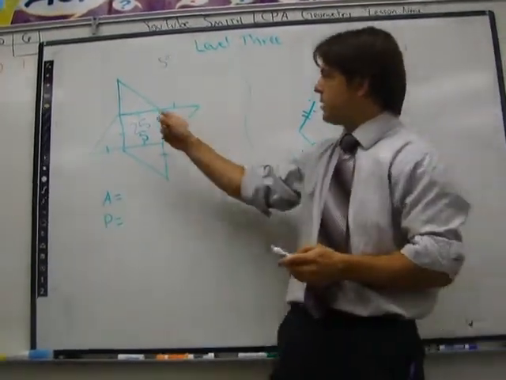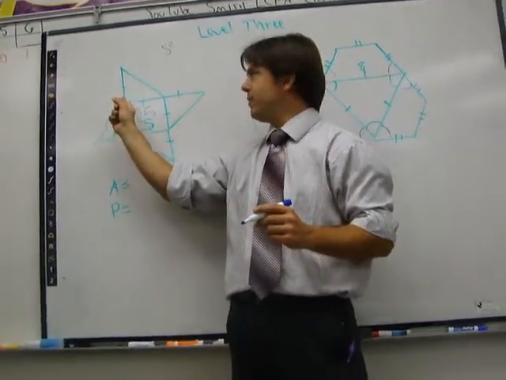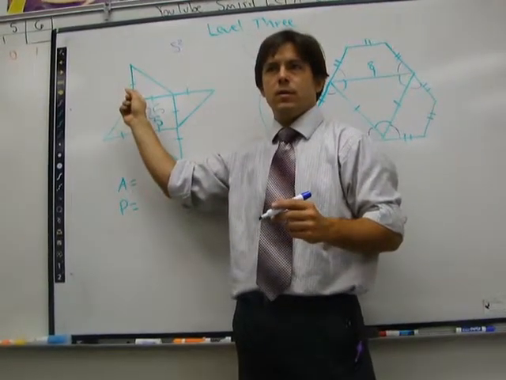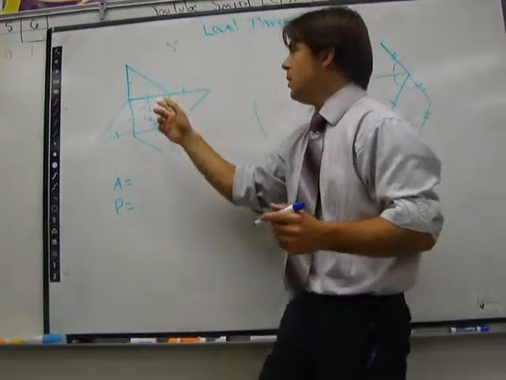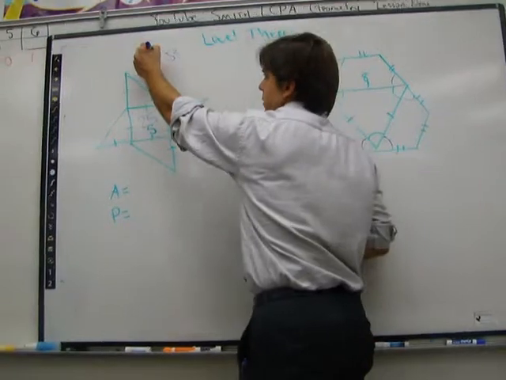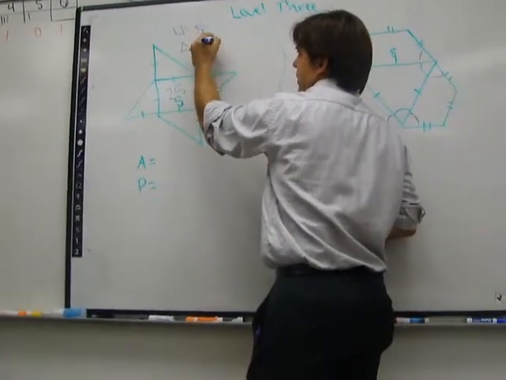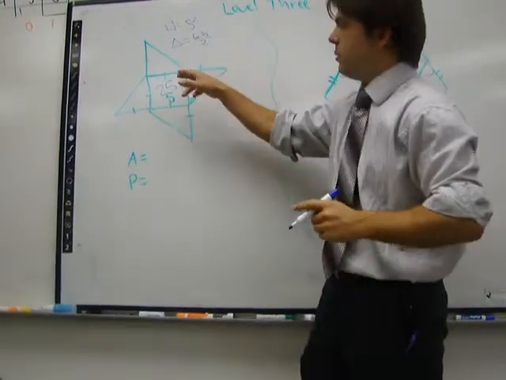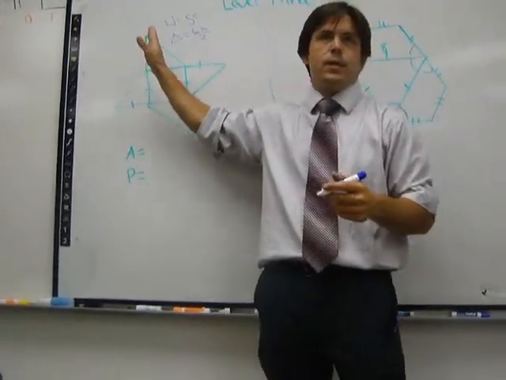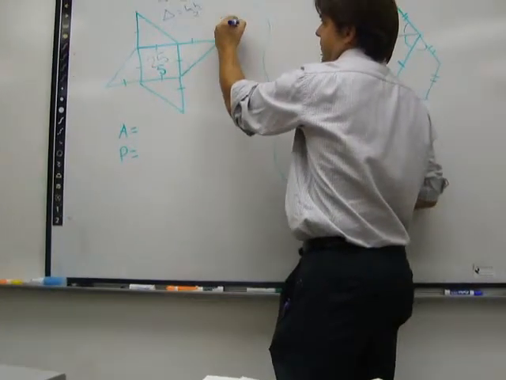Okay, now this, how long is this going to be? 5. Is this also 5? Does that make sense? Okay. And so this is a triangle, so what's the formula going to be for that? Triangles are base times height over 2. So this is going to be 5 times 5 divided by 2, right? So what we're going to get is 25 divided by 2.